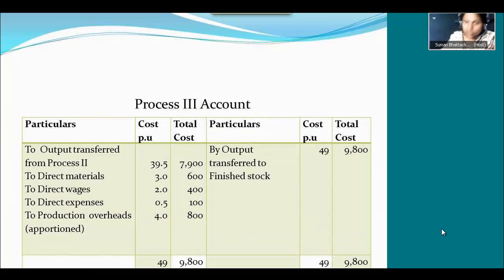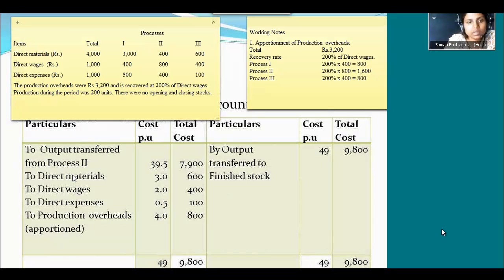Now this is process 3. First comes output transferred from process 2. Means the output of process 2 will be the input of process 3. So first it should be debited in process 3 account. So cost per unit is 39.5, total cost 7,900.